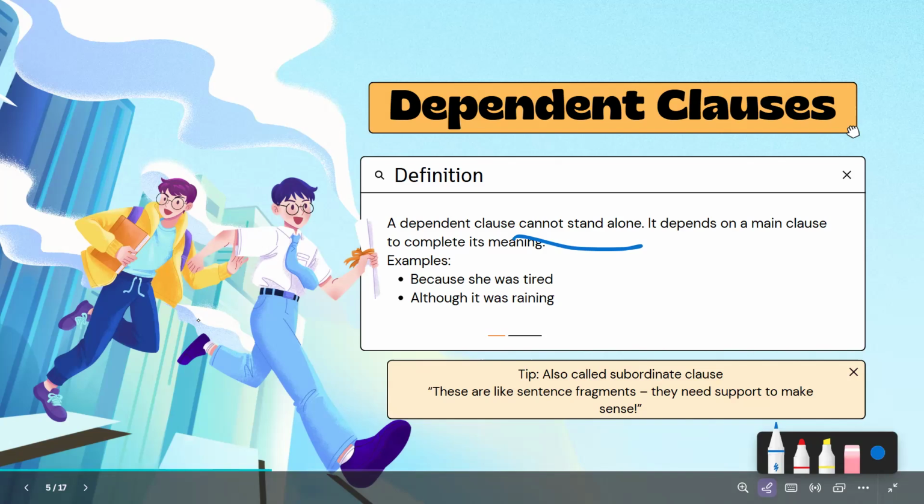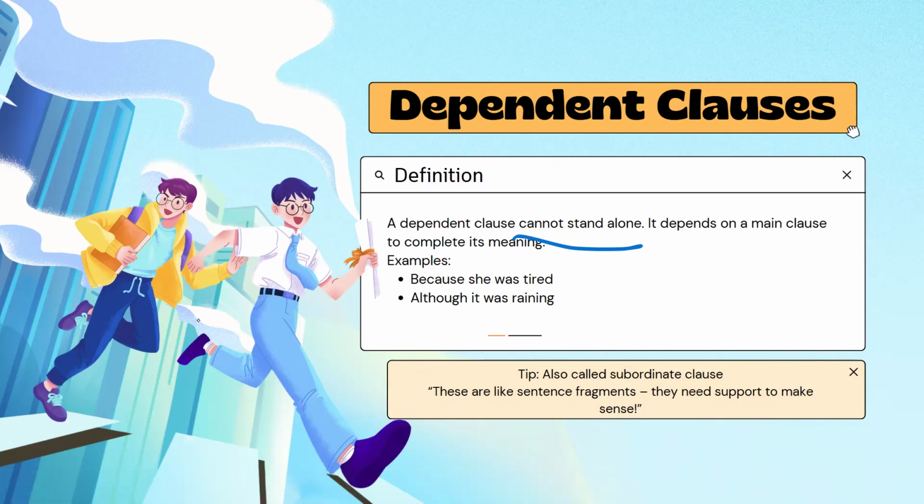For example, because she was tired. Okay, is that making sense? You're left wondering, then what happened while she was tired, right? So it needs an independent clause to complete the meaning. Because I was tired, I slept early.